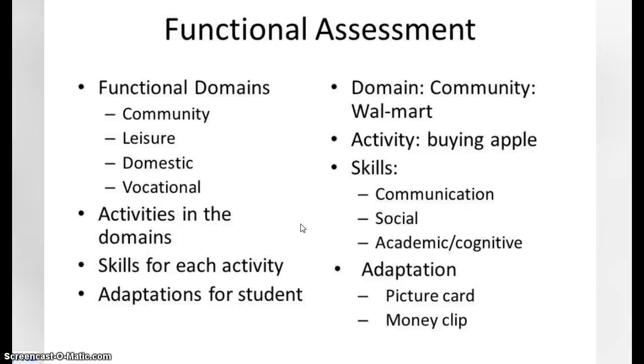And so you can't train somebody in general on how to operate in a store. We have to say which store, because shopping in Walmart is very different than, for instance, shopping at Belk. So it would look like this. We would say the domain was the community, Walmart. The activity was buying an apple. The skills would be communication, social, academic, cognitive. And then the adaptation would be picture cards or money clips.